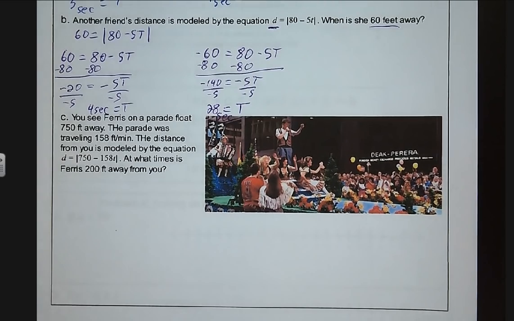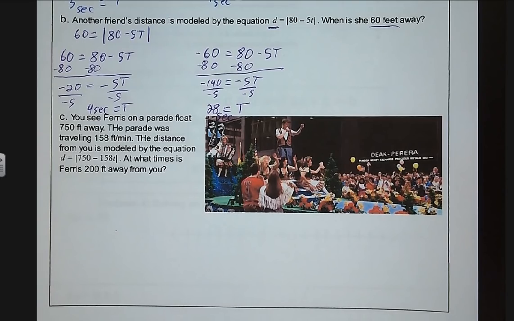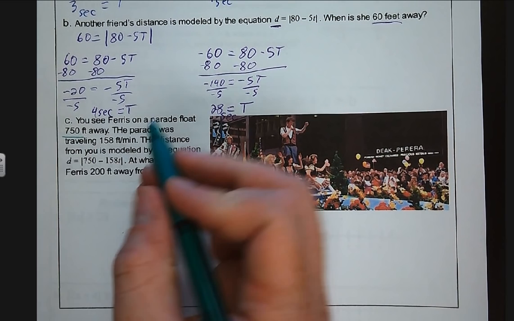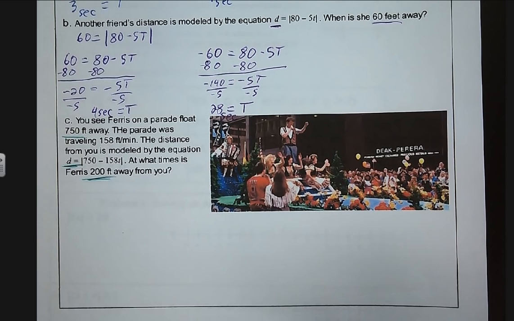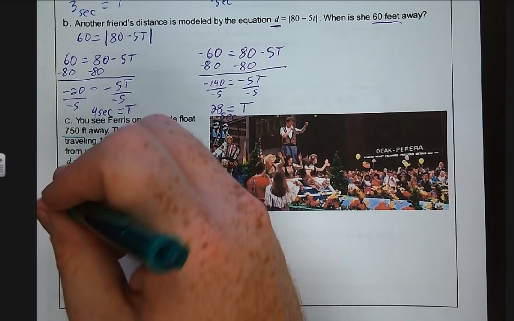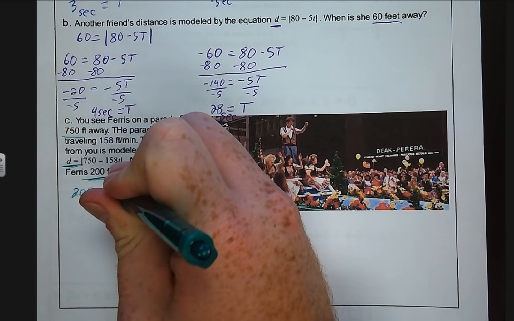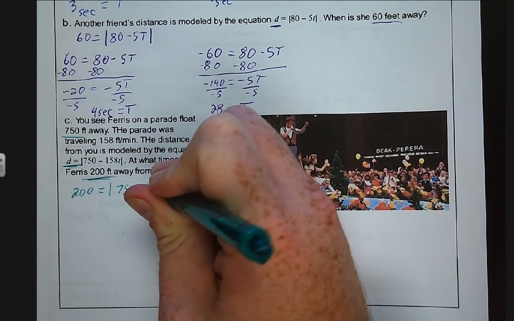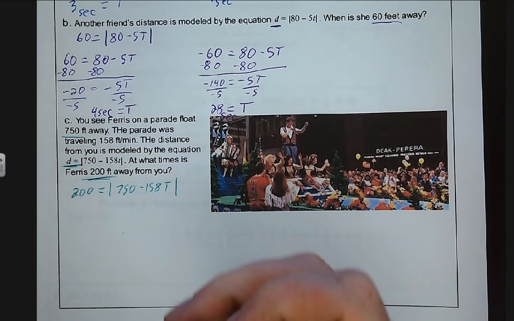All right, letter C. You see Ferris Bueller on a parade float 750 feet away. The parade was traveling at 158 feet per minute. The distance from you is modeled by the equation d is equal to 750 minus 158t. At what times is Ferris 200 feet away from you? All right, so we're going to plug in that distance of 200 feet into our distance equation. So we have 200 is equal to the absolute value of 750 minus 158t. Break that into our two equations.